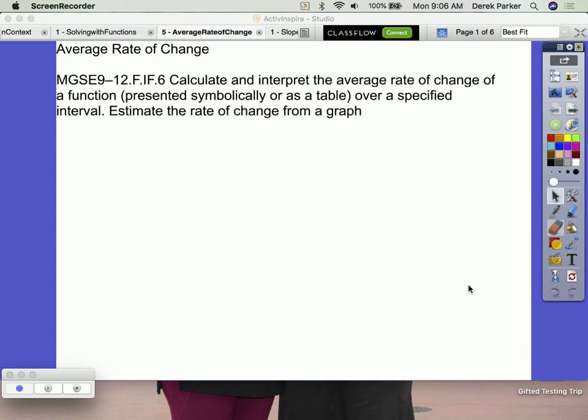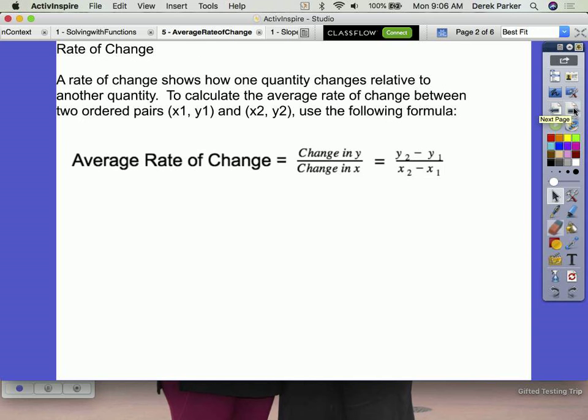In the last standard of this unit, we will be dealing with the average rate of change. The standard is FIF6. Calculate and interpret the average rate of change of a function. Rate of change. Now, this should be a review from last year's standards that deals with slope. A rate of change shows how one quantity changes relative to another quantity.